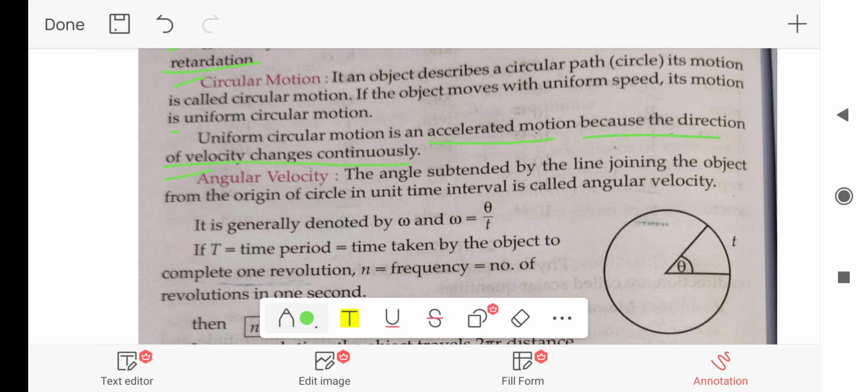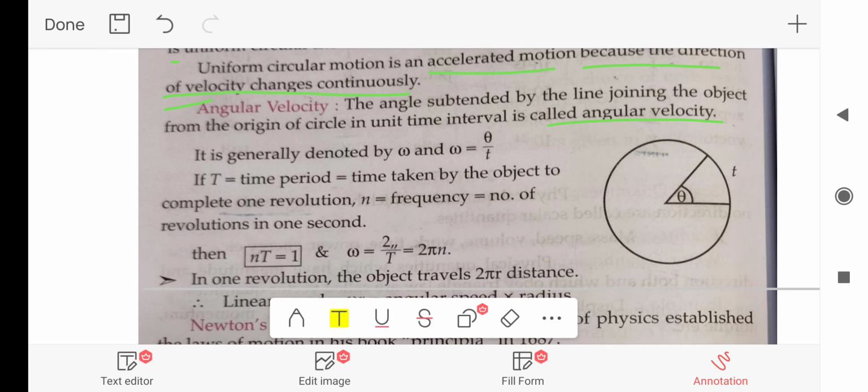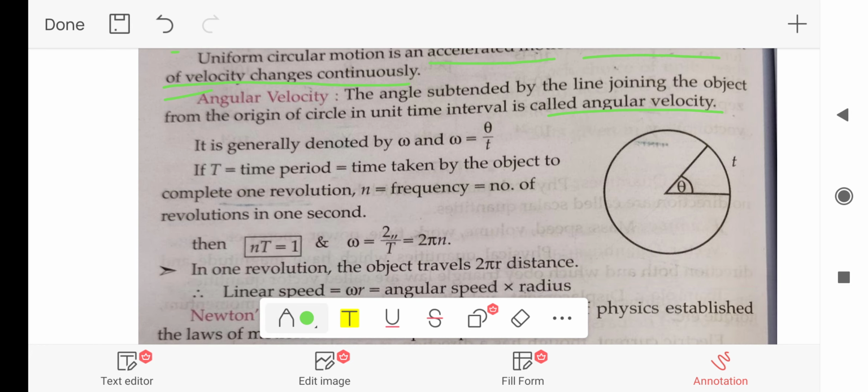Angular velocity. The angle subtended by the line joining the object from the origin of the circle in unit time interval is called angular velocity. You can see the diagram of angular velocity here. It is generally denoted by omega, and omega is equal to theta by time.